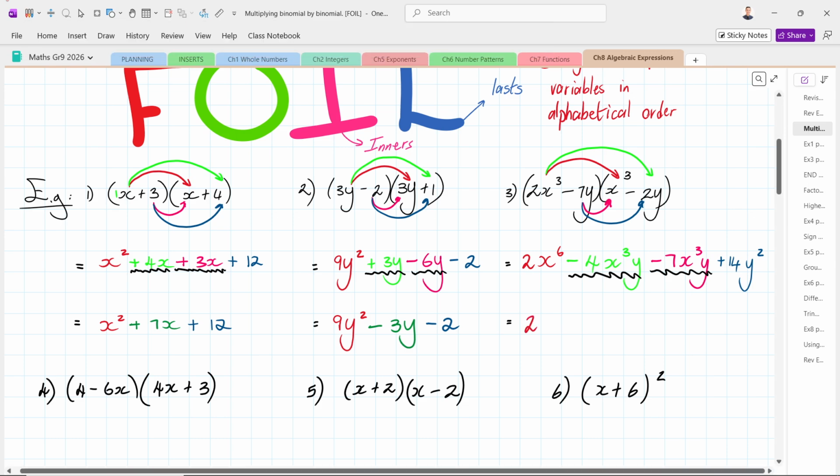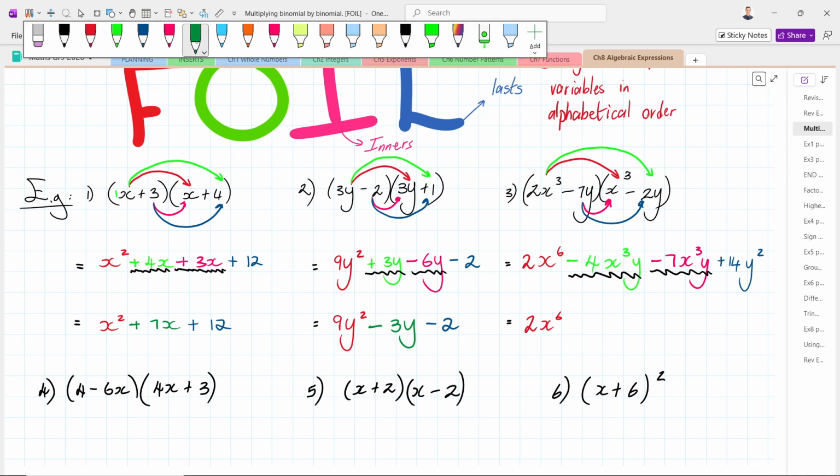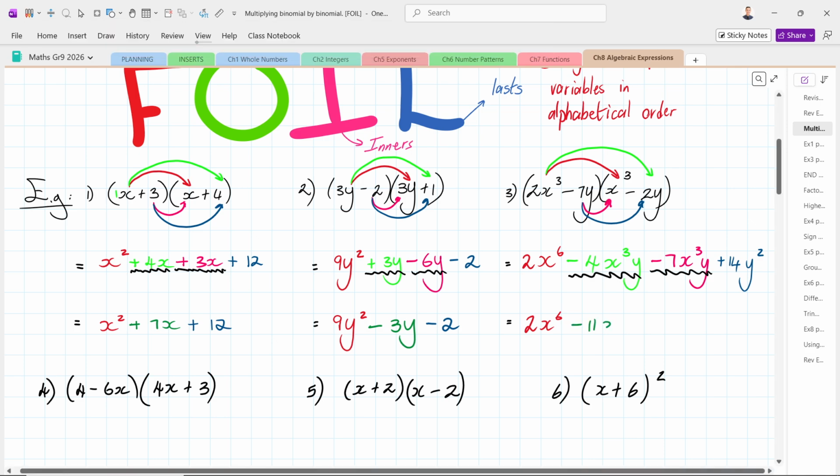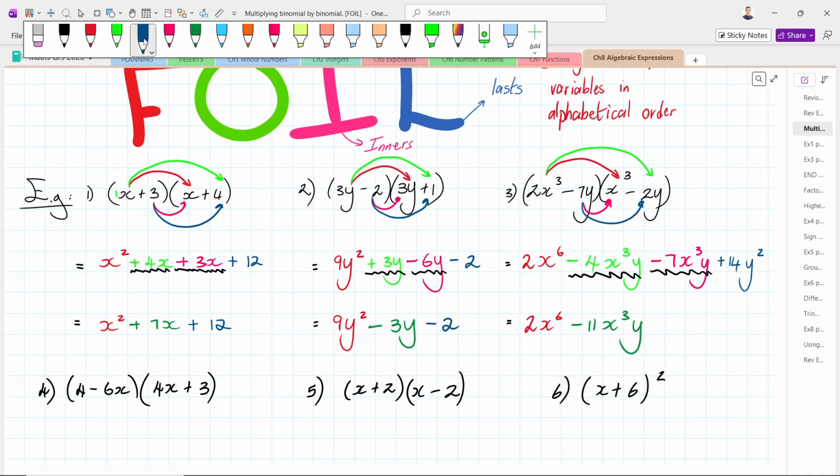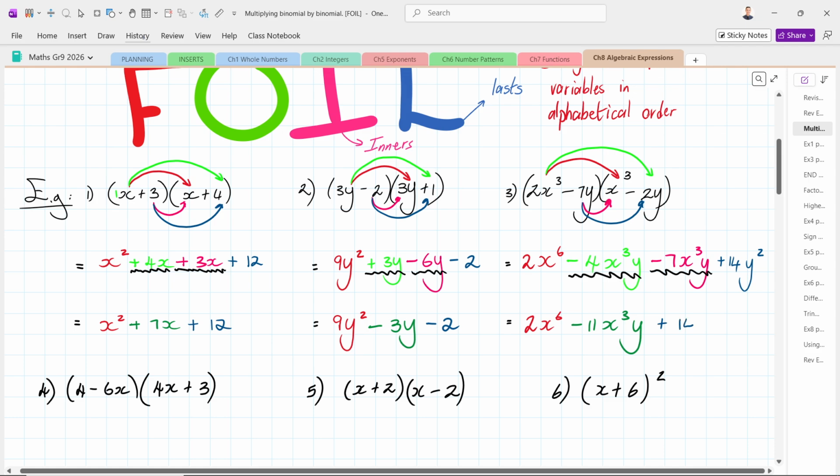So the 2x to the power 6 stays. We've got minus 4x cubed y minus 7x cubed y. They both have x's and y's. Both x's are cubed, both y's are to the power 1, so those are like terms. Minus 4 minus 7 is minus 11 x cubed y. And the plus 14y squared stays at the end. Okay.